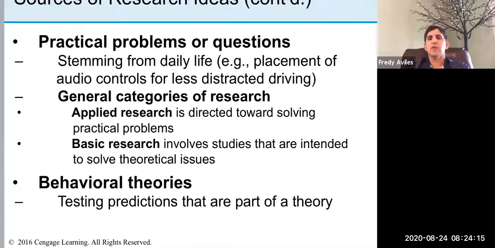Now, if you try to actually solve the problem, right, keep people from becoming aggressive when people drink, to try to circumvent that or short circuit that or fix that problem, then that would be applied research. But if you're just interested in, does this really happen? Does alcohol really cause aggressive behavior? Then that would be basic research. It's just something theoretical.